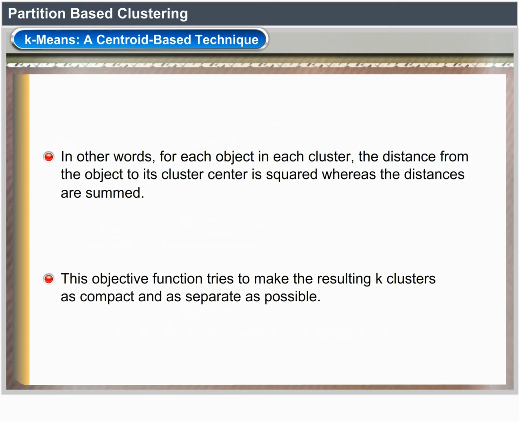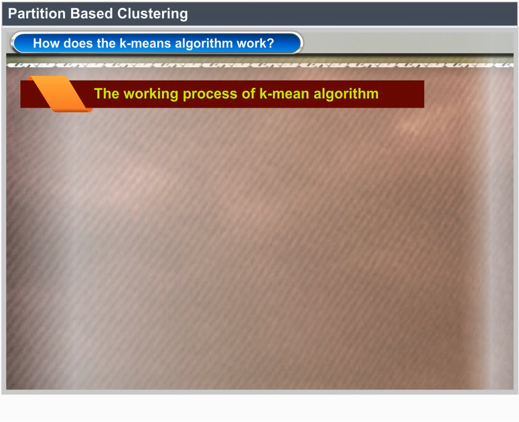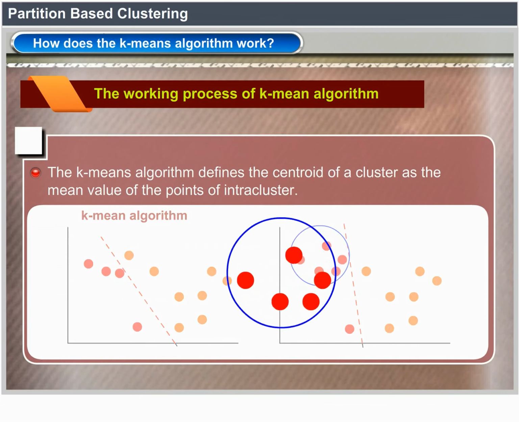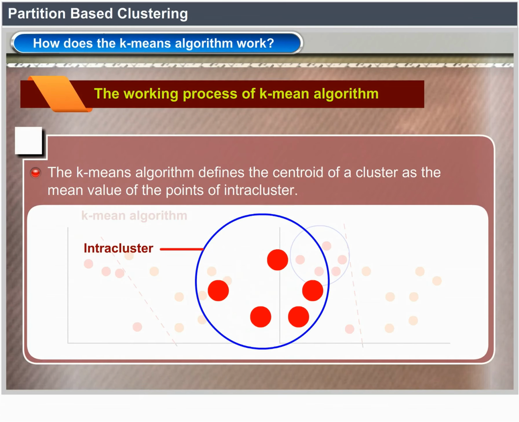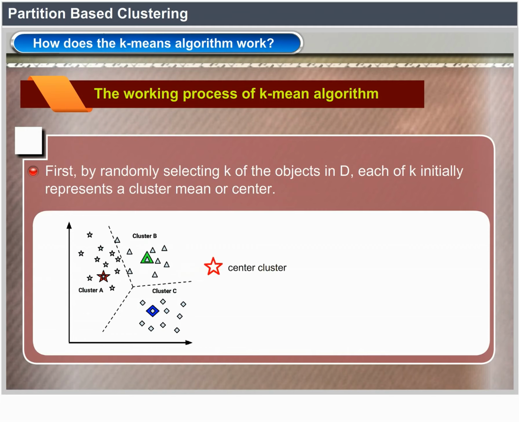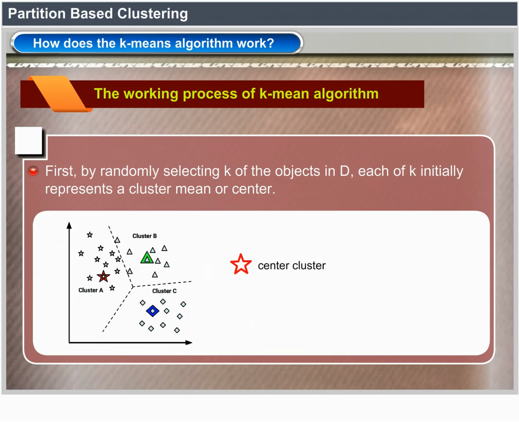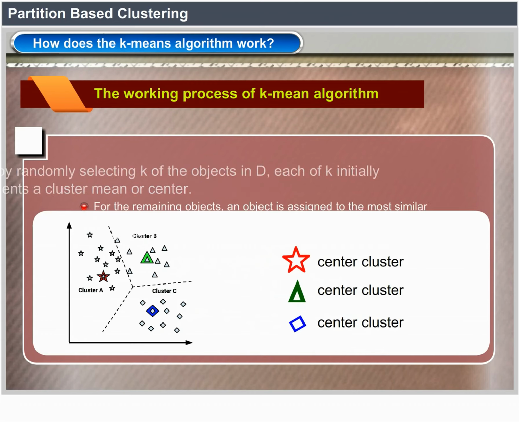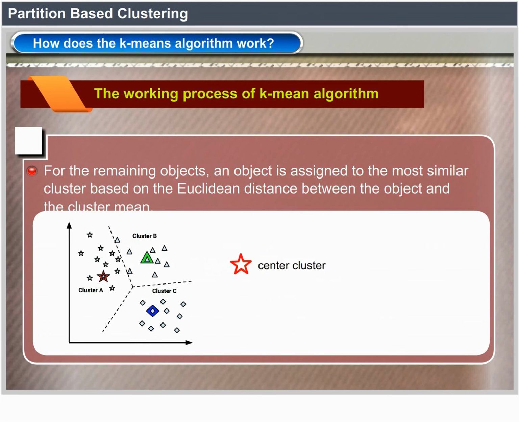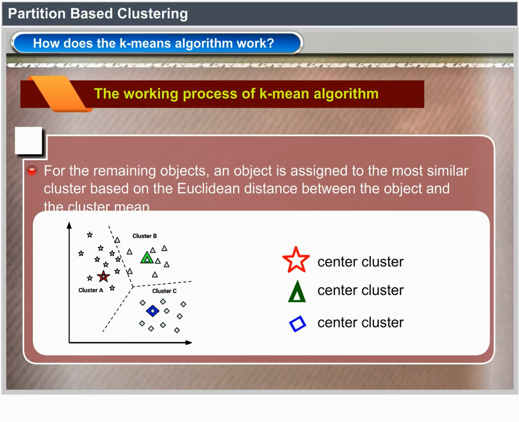How does a k-means algorithm work? The k-means algorithm defines the centroid of a cluster as the mean value of the points within the cluster. It proceeds as follows. First, it randomly selects k of the objects in D, each of which initially represents a cluster mean or center. For each of the remaining objects, an object is assigned to the cluster to which it is the most similar based on the Euclidean distance between the object and the cluster mean.